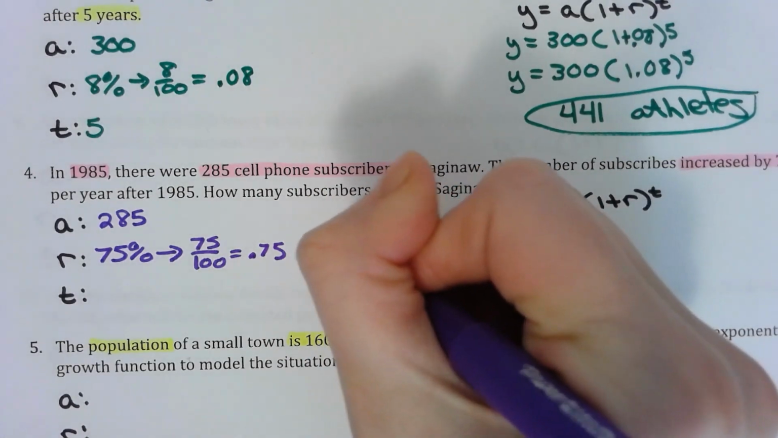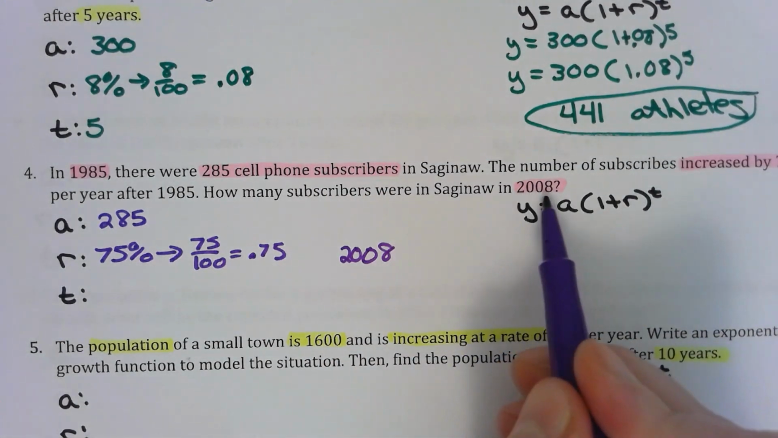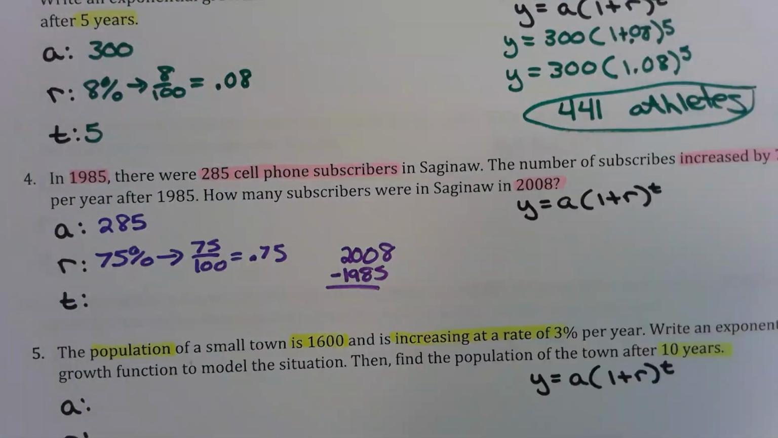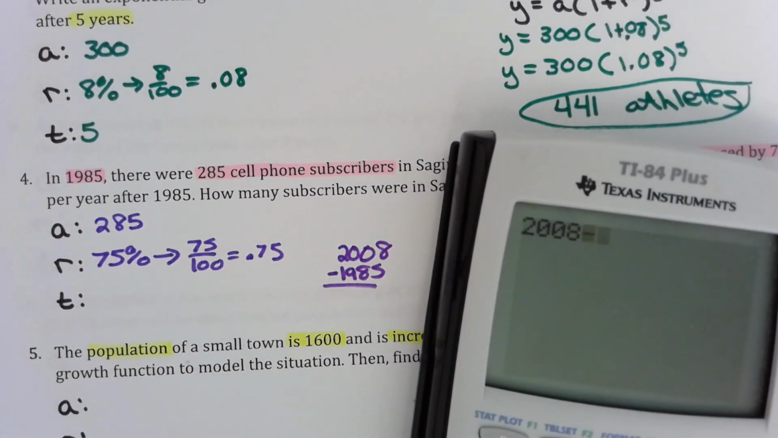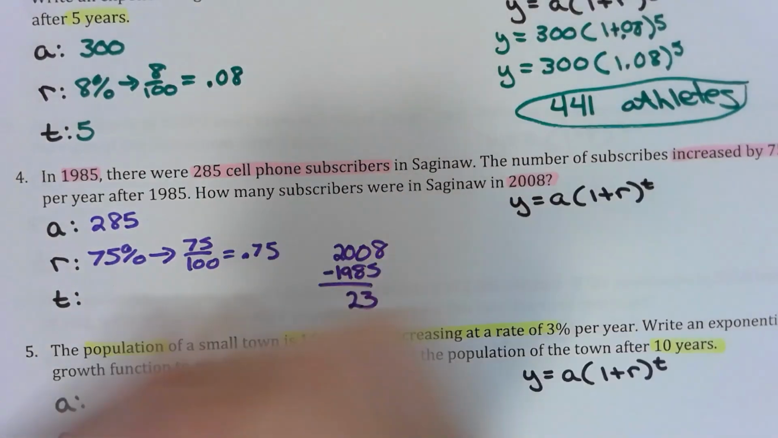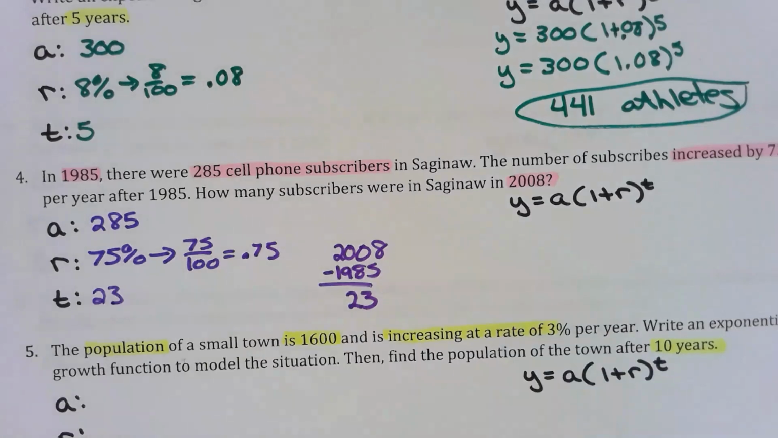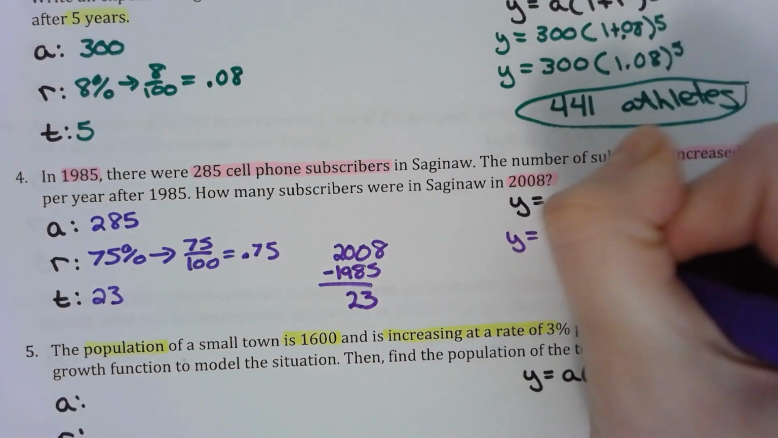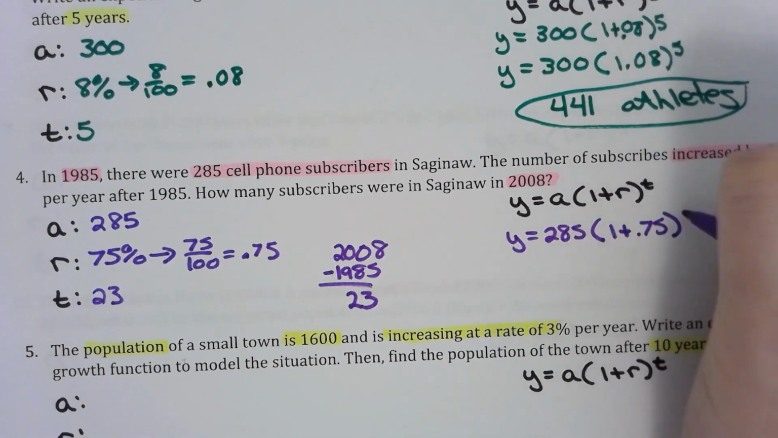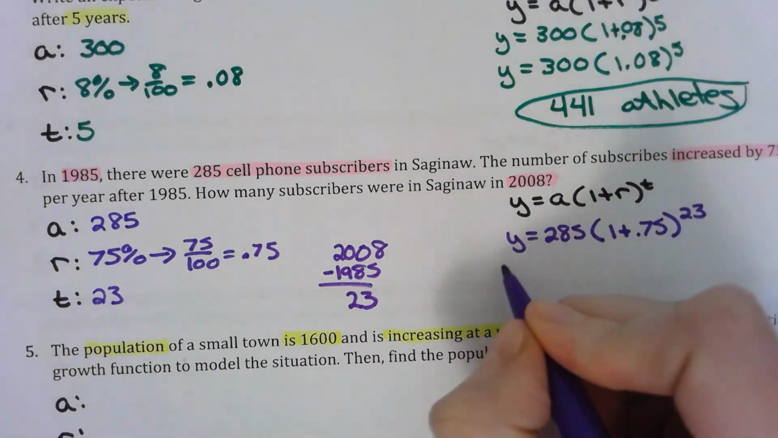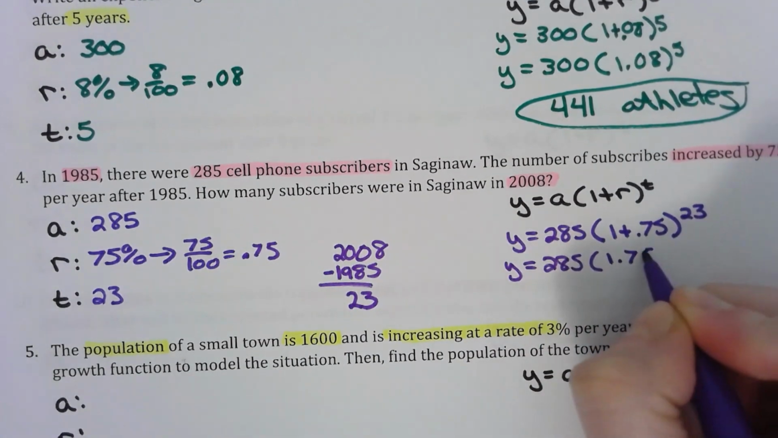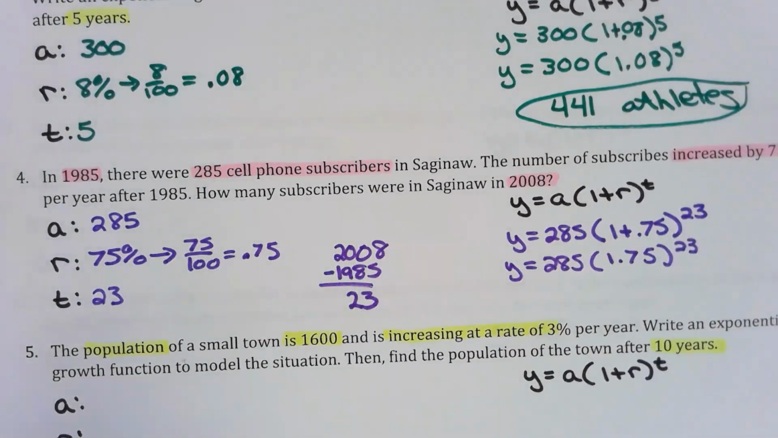So to figure out how many years have gone by, I do 2008 minus 1985 to see that number. That is 23. So that is my T value right here. I would plug it in. y is equal to 285 times 1 plus the 0.75 to the 23rd power. I'm going to go ahead and add those numbers together inside my parentheses so that it's 1.75 and I raise it to the 23rd power.